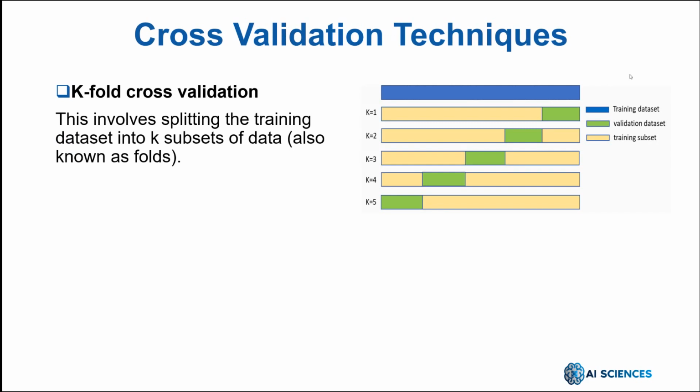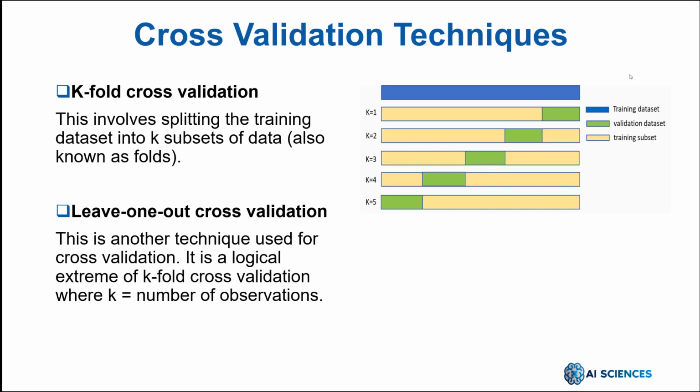Okay, here are two cross-validation techniques. K-fold cross-validation involves splitting the training data set into K subsets of data, also known as folds. The machine learning model is trained on K-1 subsets and then evaluated on the subset that was not used for training. This process is repeated K times, with a different subset reserved for evaluation and excluded from training each time. Once the model has been executed for all training subsets, the average of error in each run is calculated and represented as the cross-validation error.